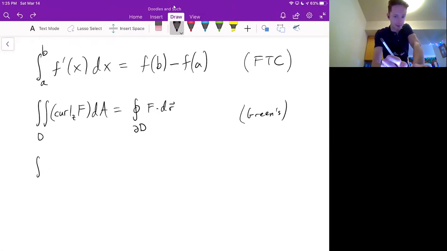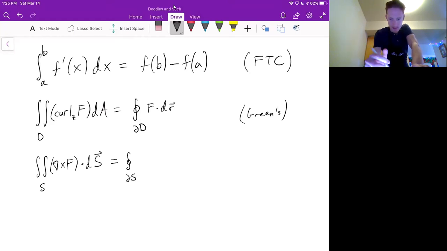And then graduating from Green's theorem up into surfaces in 3 dimensions, we have Stokes' theorem. Okay, all right, Stokes' theorem says that the integral over a surface of the curl of a vector field is equal to the circulation of the vector field on the boundary. So this one looks very similar to Green's theorem. It is very similar to Green's theorem.